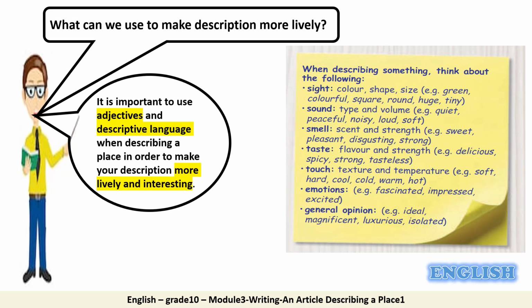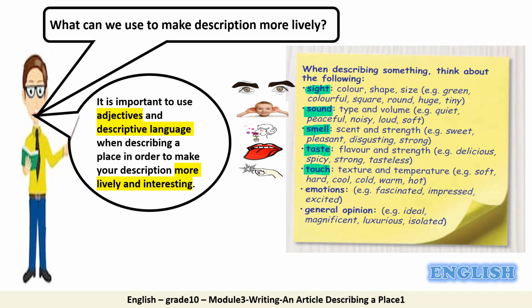So, when describing something, think about the following. The sight, for example, the color, the shape, or the size. Also, you may think about the sound, type, and volume. You may also think about the smell, the scent, and strength. You may also think about the taste of what you are describing. Also, the touch is important. You can describe emotions. And you can give a general opinion.